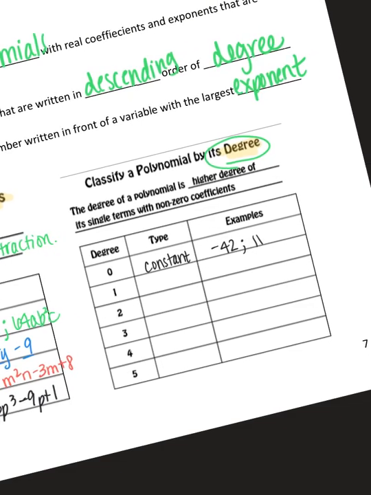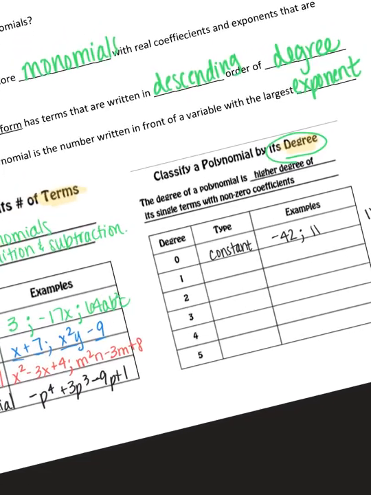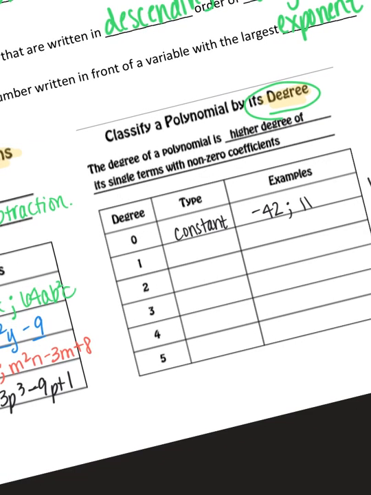Remember that anything with a power of 0, so we could say this 11 could be 11x to the 0, but x to the 0 is equal to 1. So that's 11 times 1, and 11 times 1 is 11. Okay, so that's why it actually has a degree of 0, but usually we just see the constant itself.